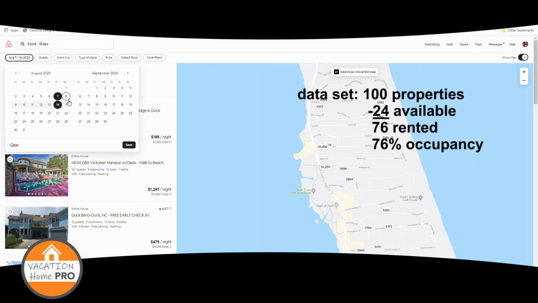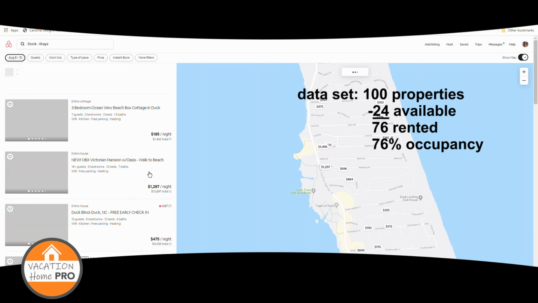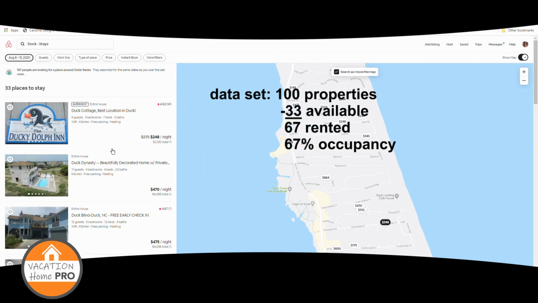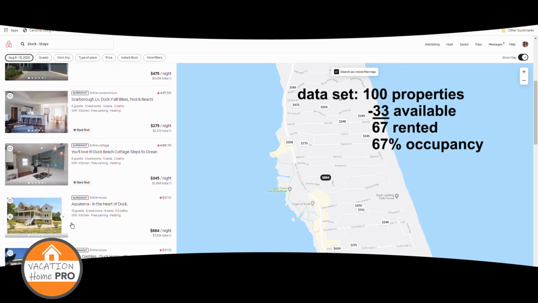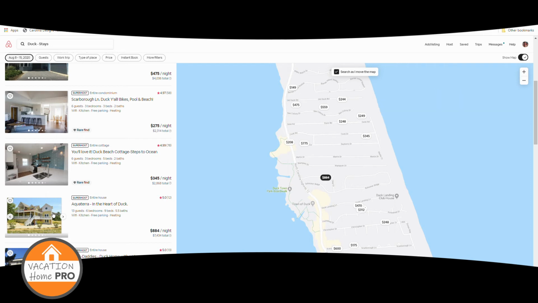Let's go to check Saturday, August 8th to the 15th, and we'll pull the data again. 33 places are available. And again, Aquaterra is showing up in this search. So they are not as strict on the check-in date. Airbnb typically has a more flexible check-in, and in this market the owners are not as likely to say it must be Saturday to Saturday or must be Sunday to Sunday. So that would make sense.